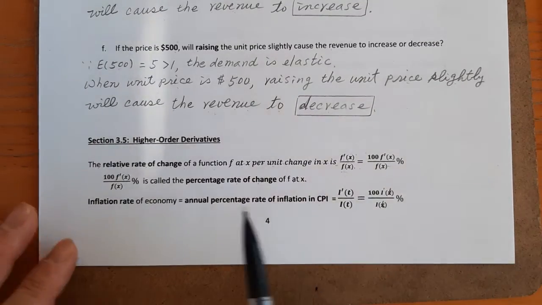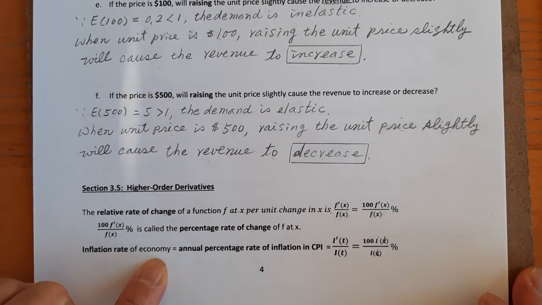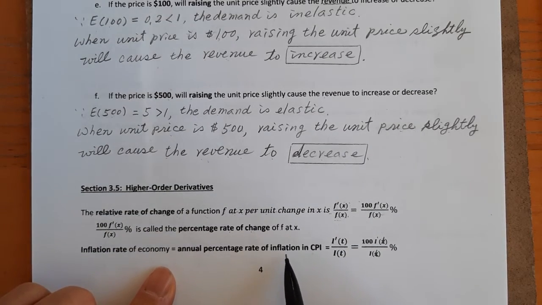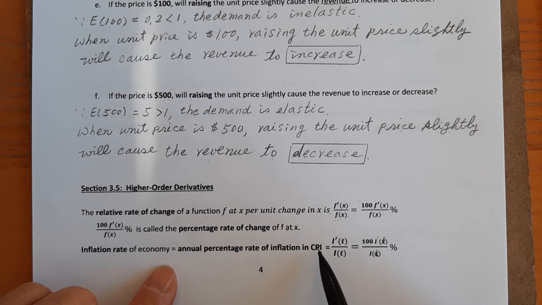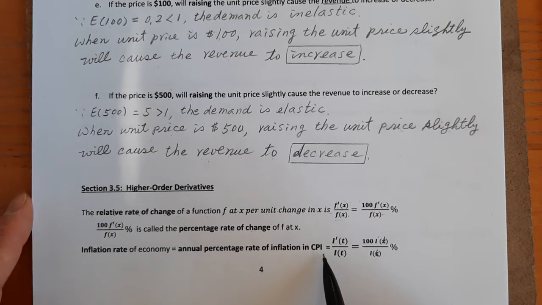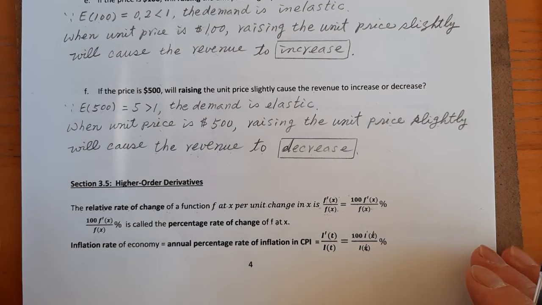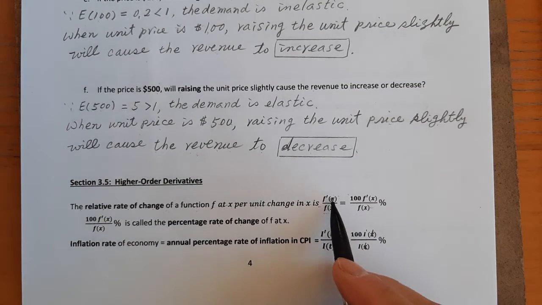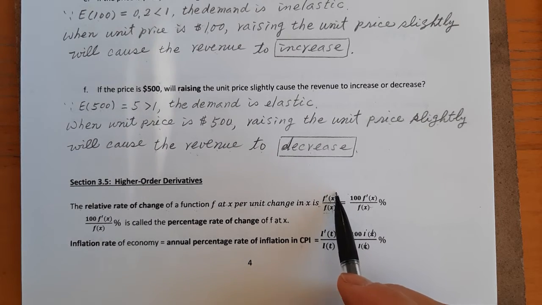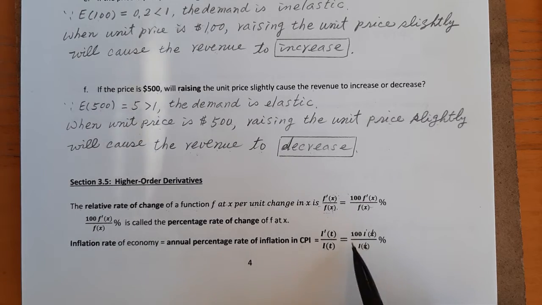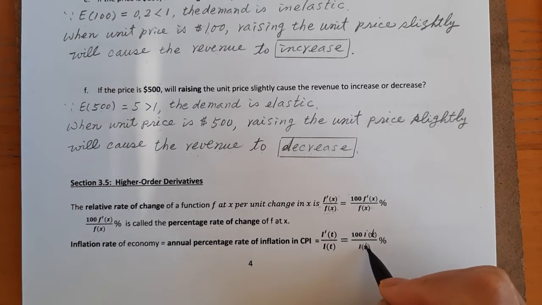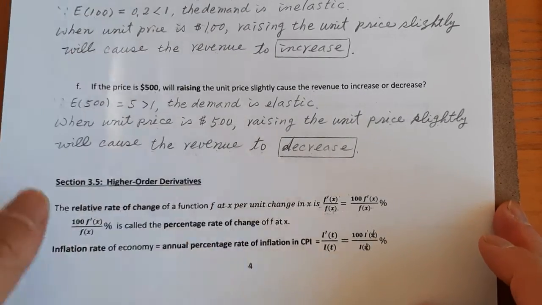Next, the inflation rate of an economy is the same as the annual percentage rate of inflation in the CPI, Consumer Price Index. So it is I prime of t over I of t, which is the relative rate of change, equal to the percentage rate of change. Here it should be t, not x. t is time, in years.